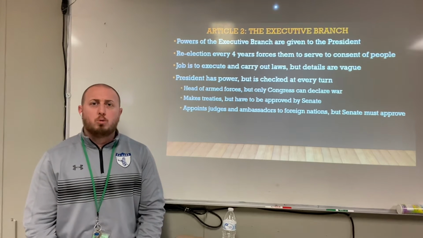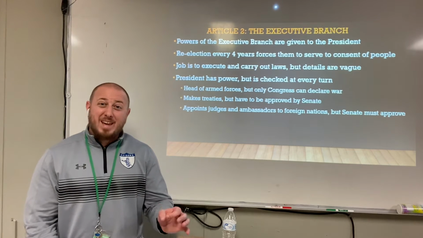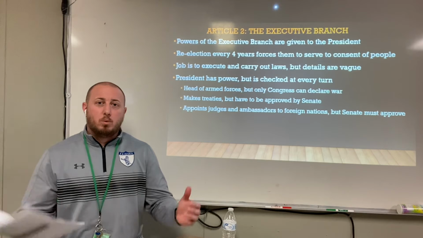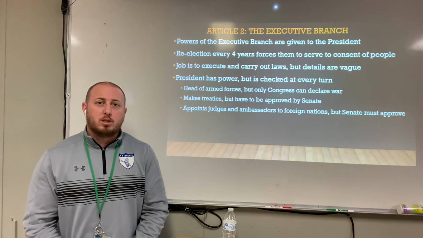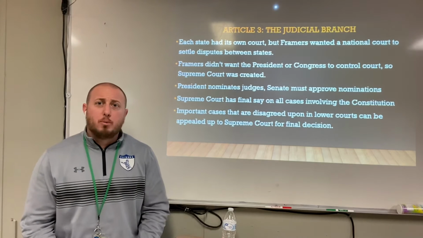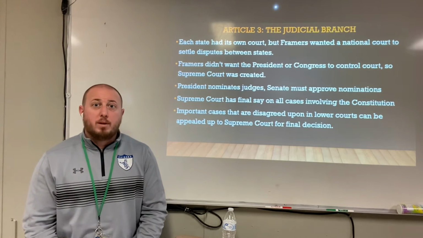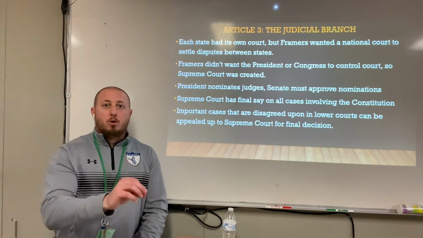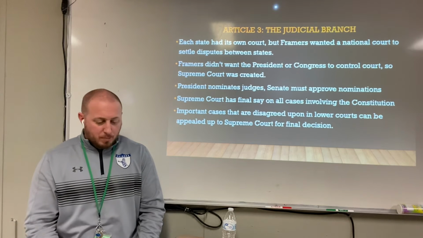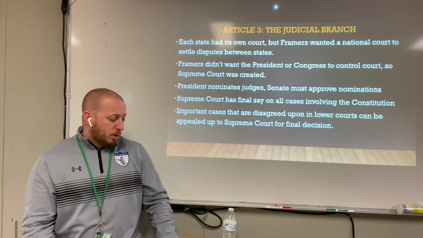But Article 2, the executive branch of the Constitution, is very vague, and a lot of it was up to interpretation of the presidents for how the job needed to be done. Okay? So, moving on, Article 3 of the Constitution created the judicial branch of the government. Again, the Articles of Confederation had only a legislative branch, so the judicial branch is something that's going to be new.